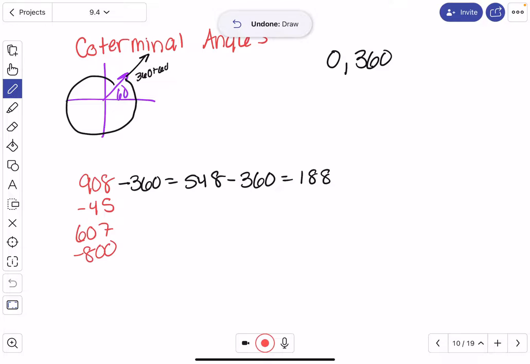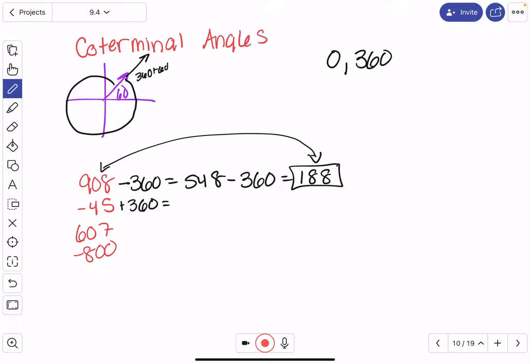So 908 has a coterminal angle of 188. When the number's negative, you're just going to add 360 until you get to a number between 0 and 360. You try the other two, pause the video, and then watch me go over it.